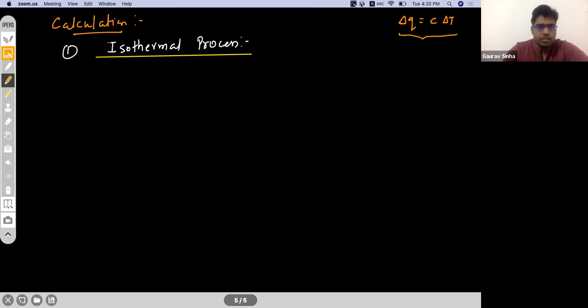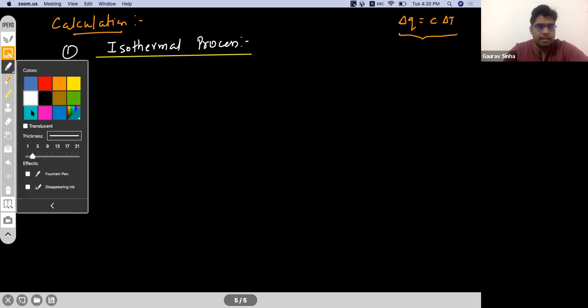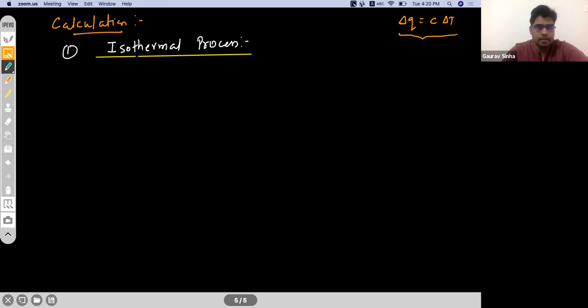So if the process is isothermal, what is the value of delta T? Could you tell me? In an isothermal process, delta T is zero. And when delta T is zero, what is the value of C? C is nothing but infinity. This could be the possible value of C in an isothermal process.